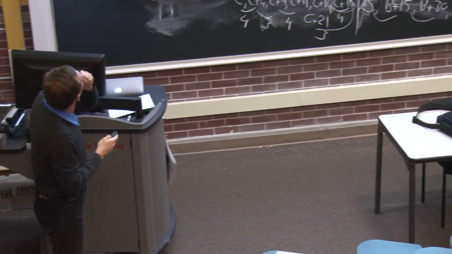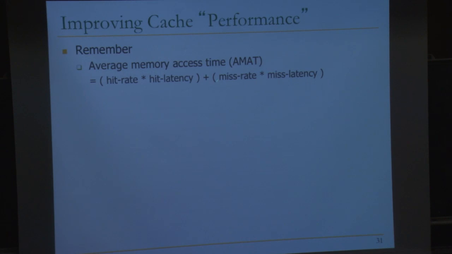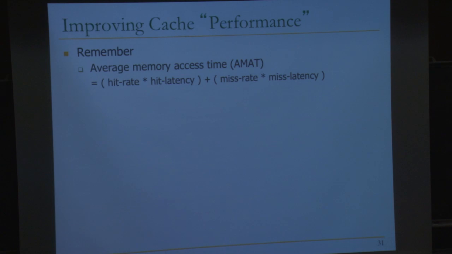Remember, this was the equation, and I gave you the caveats of this equation also: average memory access time. This is not necessarily what we're going to improve, but it gives a good way of understanding how cache optimizations affect different things. Average memory access time is hit rate times hit latency, plus miss rate times miss latency. You can make design decisions that affect all of these, right? And usually, some things are at odds with each other.